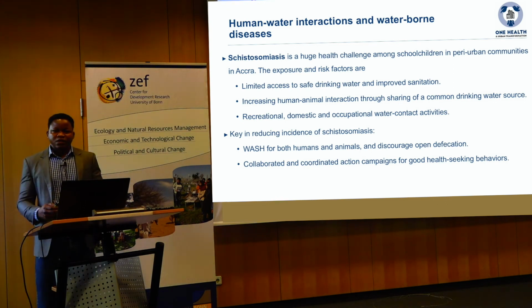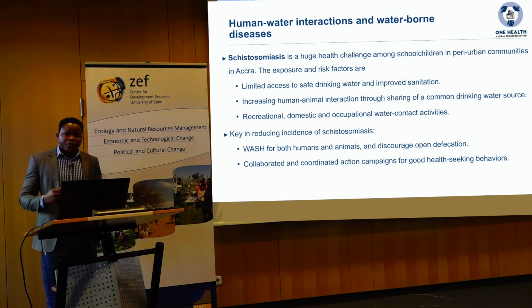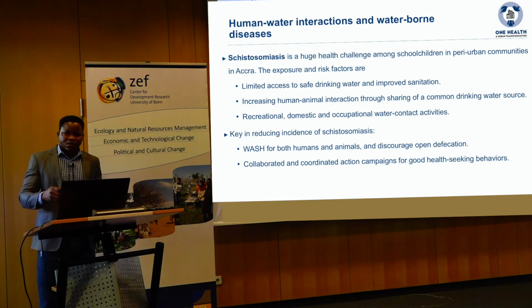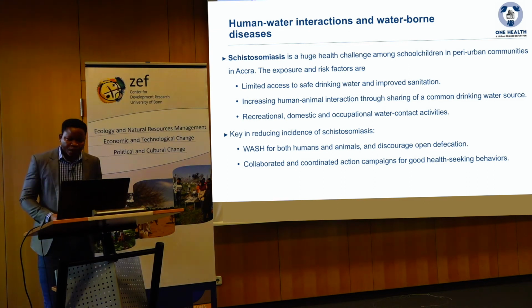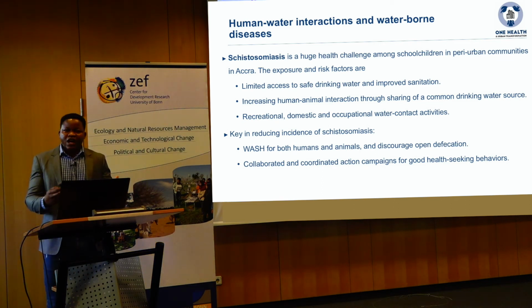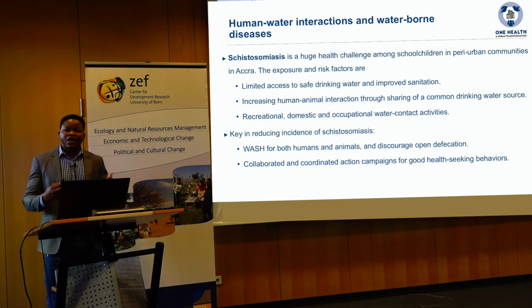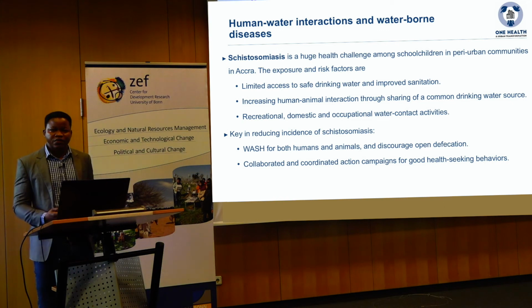humans and animals to the contaminated water bodies, and then also to break the transmission cycle of schistosomiasis, because it starts with humans, where humans get into contact with polluted water. This could be done through coordination of actions and also sensitization of the people, telling them the risk factors involved and also how to adapt health-seeking behaviors.